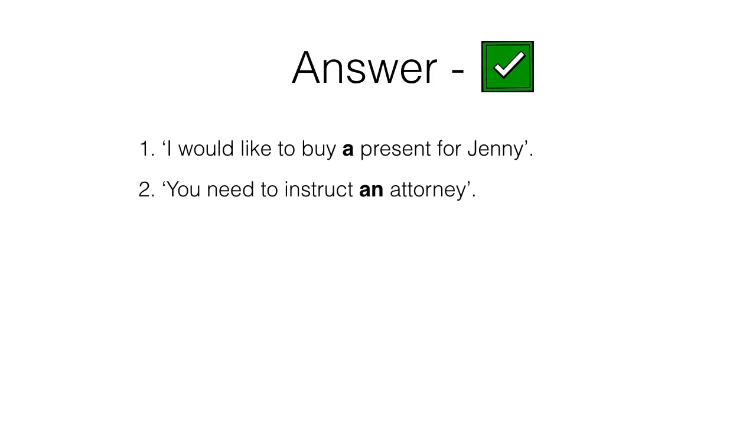Now let's have a look at the answer together. I would like to buy a present for Jenny. So we use a because present starts with a consonant P. You need to instruct an attorney. We say an attorney because a in attorney is a vowel. I need you to open a file for Mr. Jones. So here again we use a because F in file is a consonant.